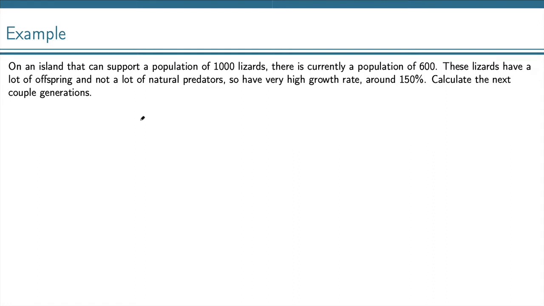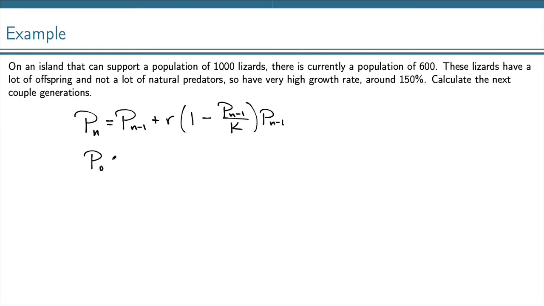This is a logistic growth model. We have an island that can support a certain population. We have a restriction, a carrying capacity. So our logistic growth model is P sub n equals P sub n minus 1 plus R times 1 minus P sub n minus 1 over K times P sub n minus 1. Our initial P naught is the 600 lizards.